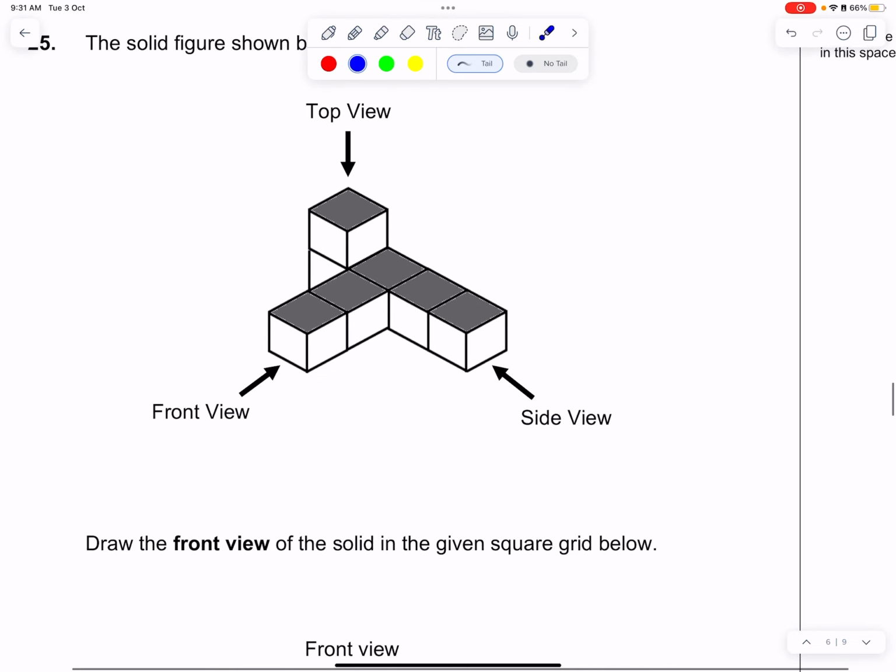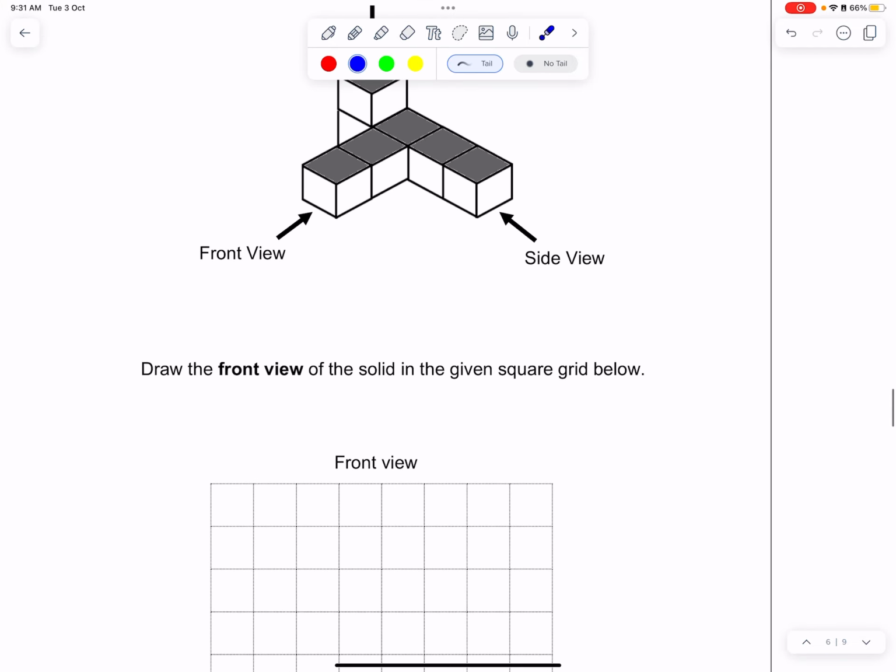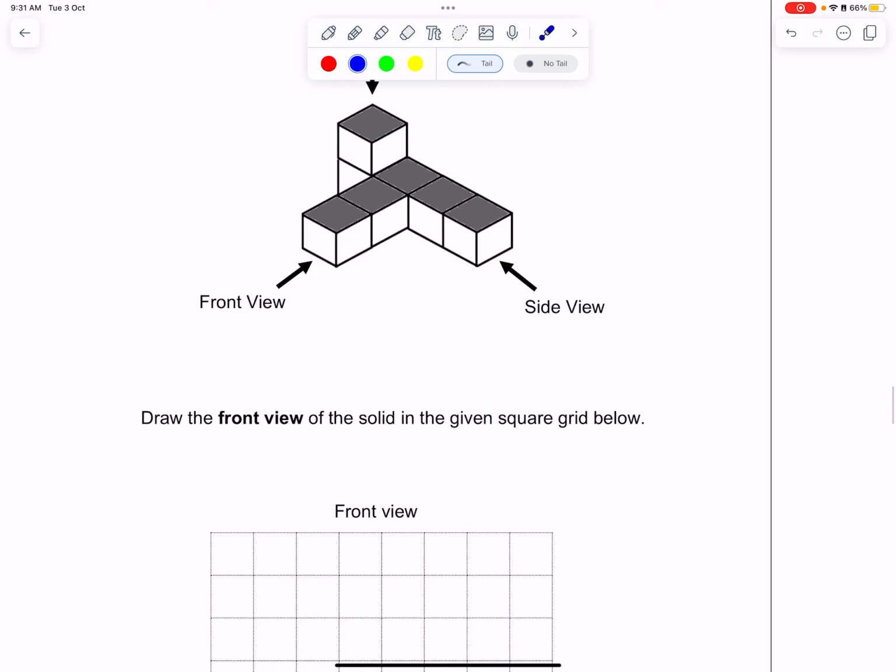Okay, draw the front view. So this one, front view, I suggest you take what you think is front view. This is front view. This is front view. This is front view. By doing that, you can actually understand how many you should be coloring.